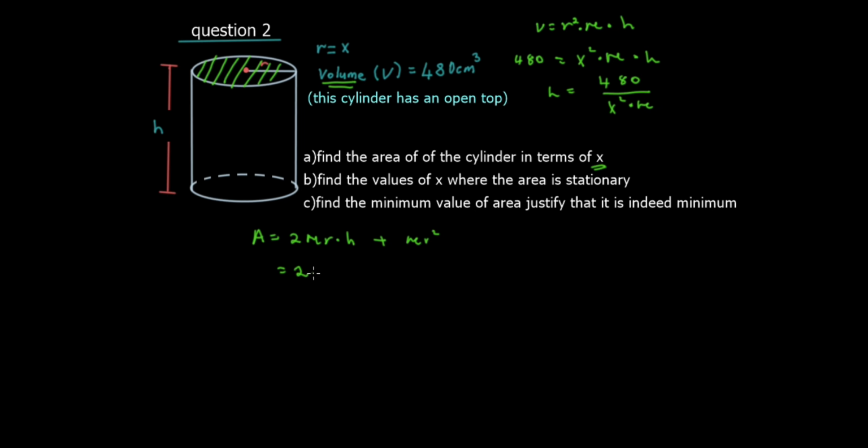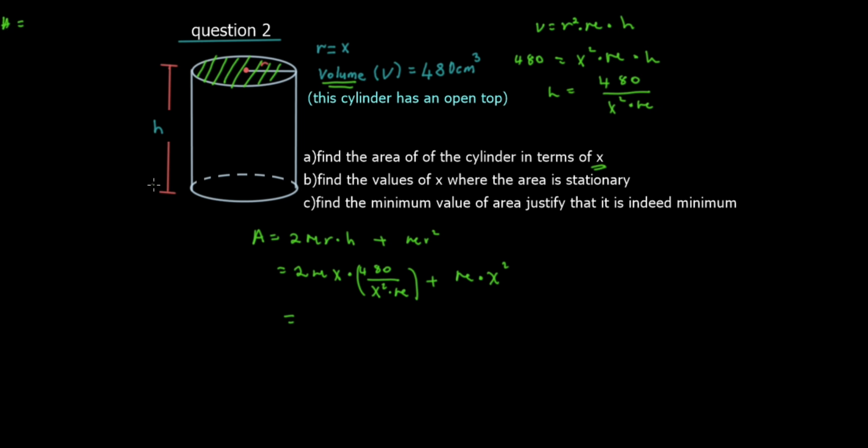2 pi x multiplied by 480 over x squared multiplied by pi plus pi multiplied by x squared. Now let's try to simplify it.